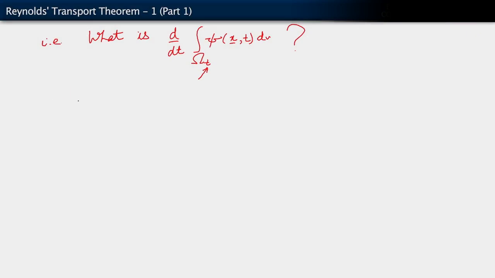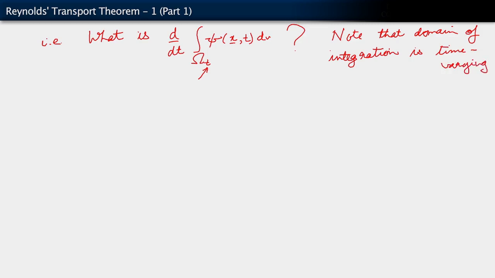Okay, so let me say that right here. Note that the domain of integration is time varying. That's what makes this calculation challenging.